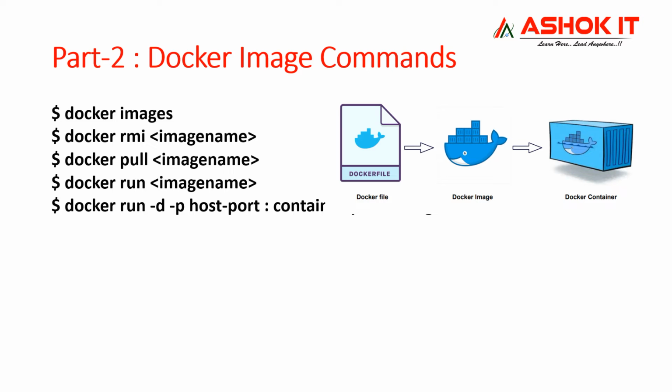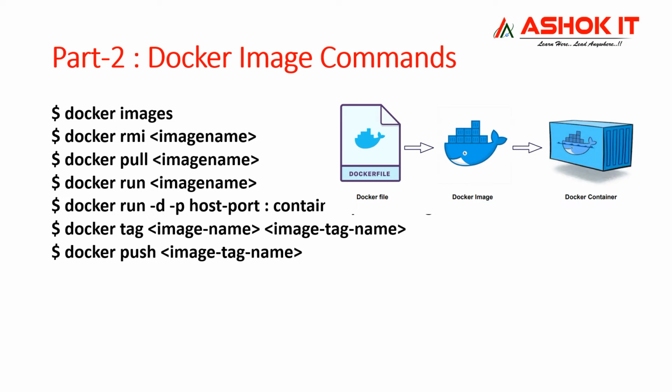Then docker run -d. If you want to run the container in detached mode, then you can go for docker run -d -p with the port mapping, container name, and image name to run that. Then the docker tag command: if you want to tag your Docker image with a particular version like V1 and V2, you can use the tag command. docker push command. The push command is used to store the Docker image into a Docker registry.